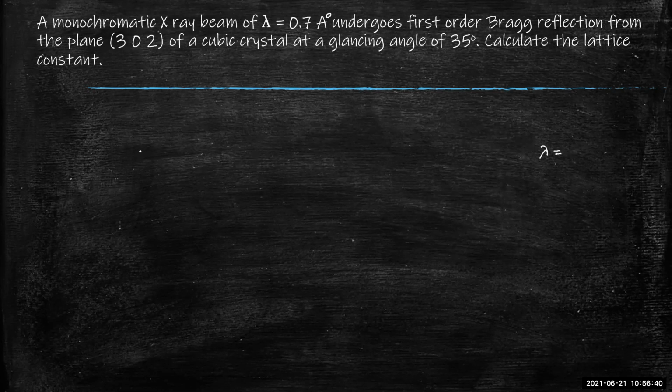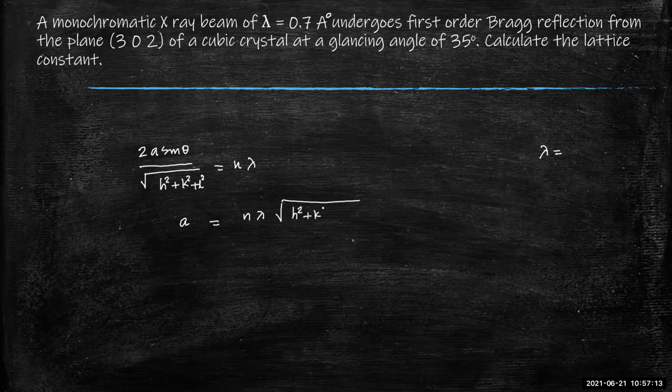In the previous case, we wrote an equation: 2a sine theta divided by root of h square plus k square plus l square is equal to n lambda. Here we have to find the value of a. Arranging this equation, a equals n lambda into root of h square plus k square plus l square divided by 2 sine theta.